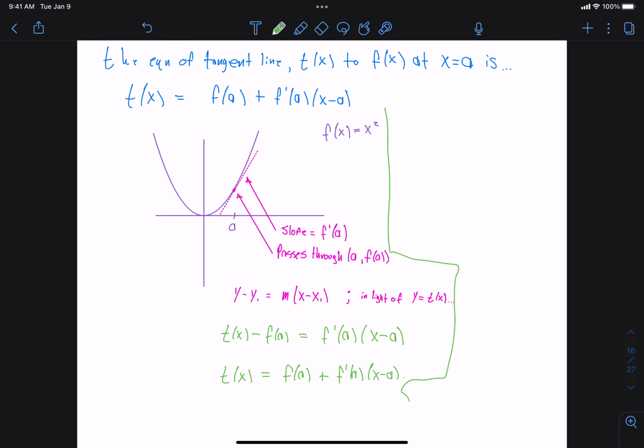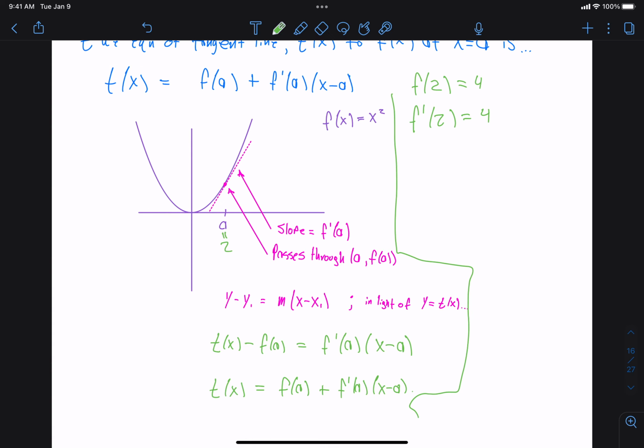Well, I'm going to tell you that we can figure out what f of A is, let's say A is equal to 2 for now. So let's say f of 2, we can get that by just doing 2 squared, so that's 4. And then f prime of 2, I'm going to tell you is equal to 4. I'm telling you that the slope of this pink line is 4.